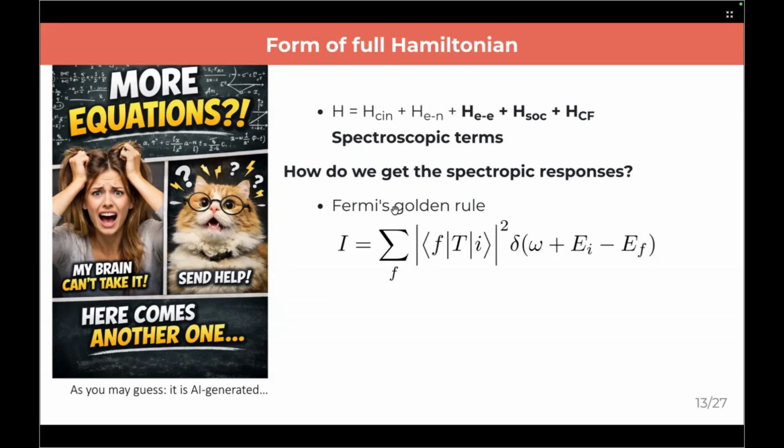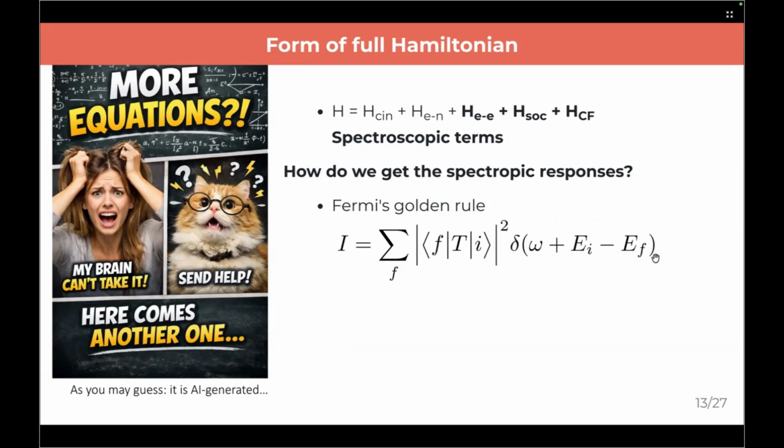And try to solve the so-called spectroscopic responses. The way we usually get this is through Fermi's golden rule. So you have, for example, the initial state, and of course you also have the final state. Initial state means before you excite any electron, and final state describes the states after the photon interacts with the electron. And this transition operator describes the interaction term between the electron and light.